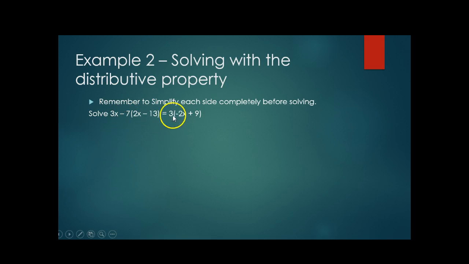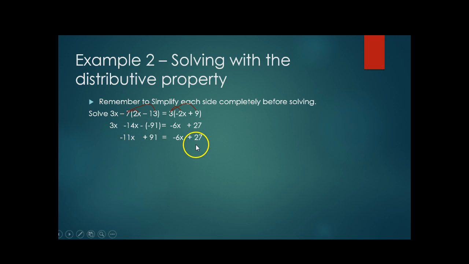Over here, you got 3 times the quantity negative 2x plus 9, so you're going to distribute the 3 over here. I'm going to do it at the same time to speed things up a little bit. So I'm going to distribute the 7, and I'm going to distribute the 3. So when I do, I get 3x minus 14x minus negative 91, or that's going to turn into plus 91, because you've got a minus and then a minus already. That's a plus. On this side, I got 3 times negative 2x and 3 times 9. Simplifying by combining like terms, 3x minus 14x is negative 11x.